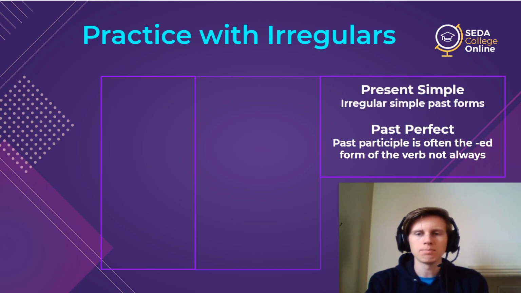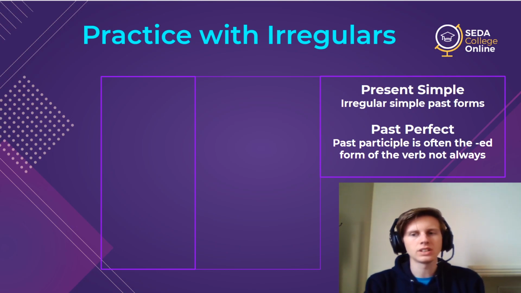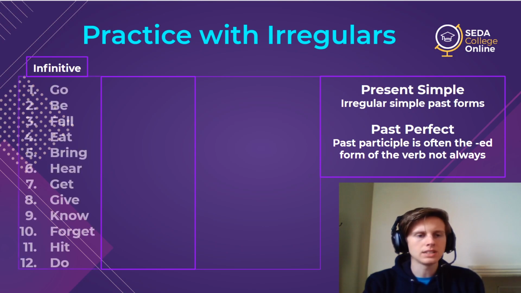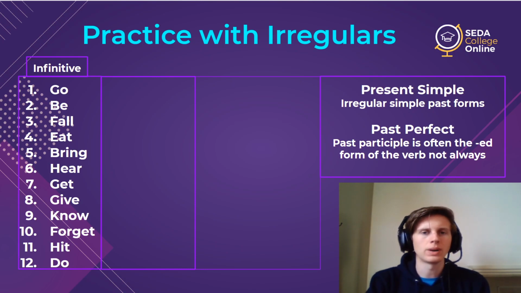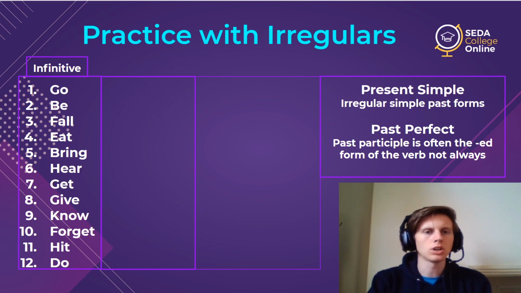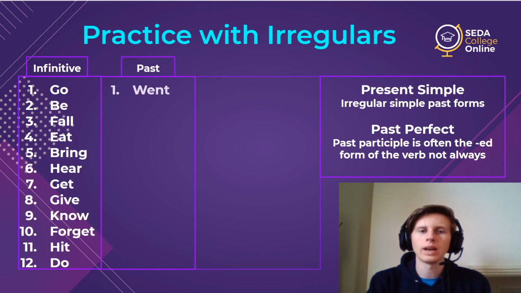So the past simple will have irregular forms, and the past perfect is often an ed form, but not always, and it might have a different suffix like en. So we're going to look at that. So I'll give you these infinitives. These are 12 infinitive forms, and all of these verbs have irregular forms in either the past simple or the past perfect or both. So, for example, go in the past is went.